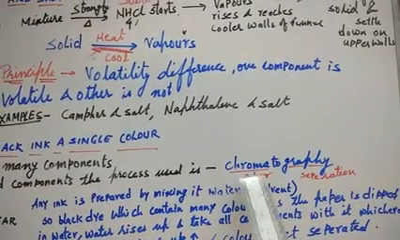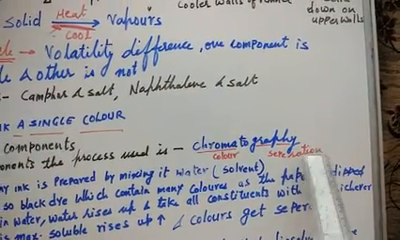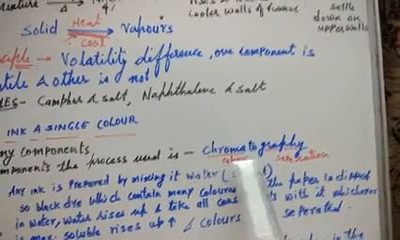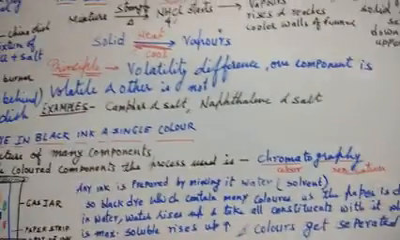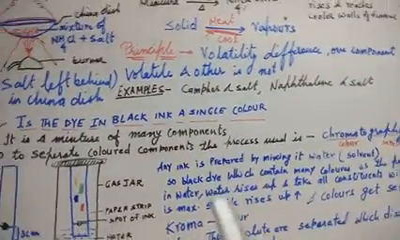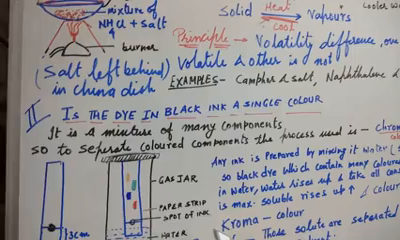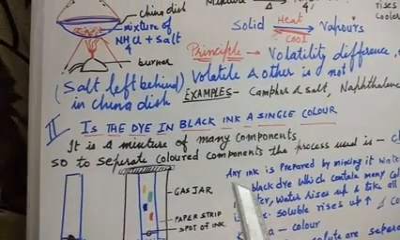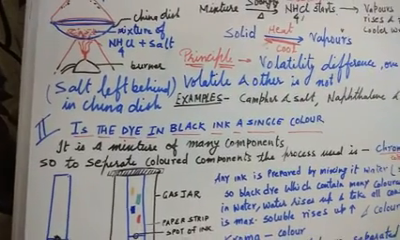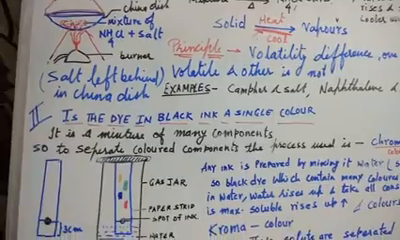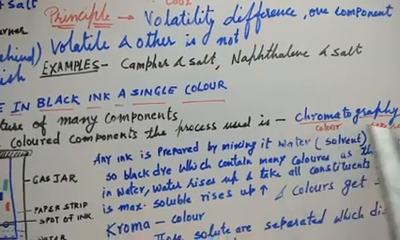Chromatography. Chroma meaning color and graphy meaning separation. Separation of colored components. The process is called chromatography. Okay students, for the separation of these colored components, a mixture of inks, we can take blue, black, green or red ink, mix them together, and if we want to separate that mixture of ink, we can easily separate it by using a process called chromatography.